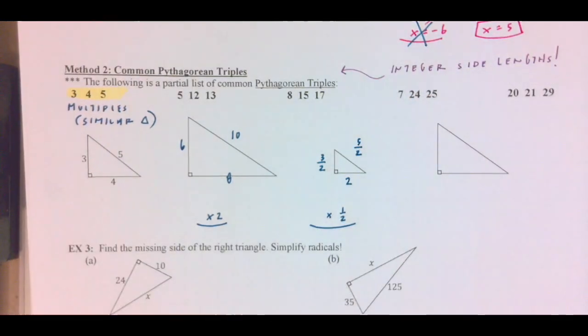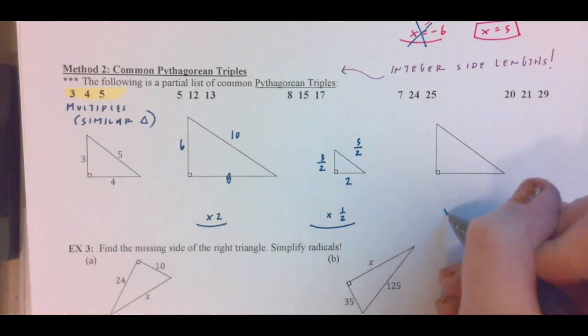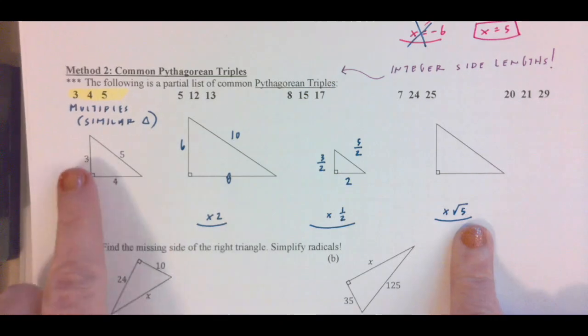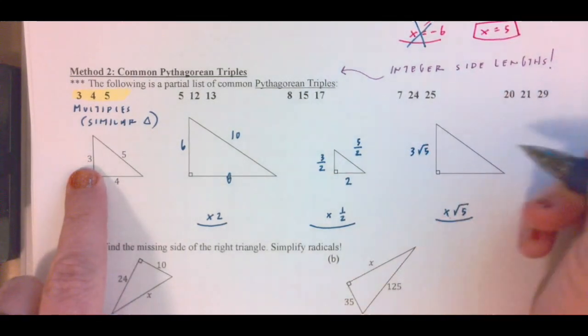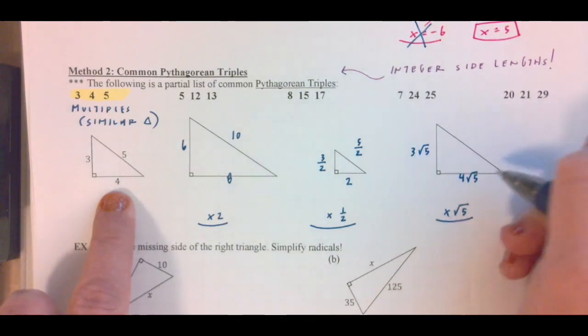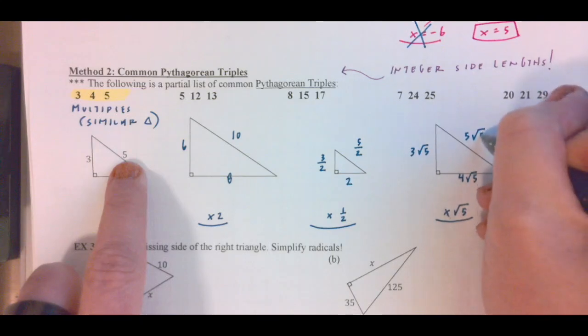Okay, one more variation. Let's say that I apply a multiplier that has a root. Let's say that I multiply all the sides by the square root of 5. So here I would have 3 root 5. Here I would have 4 root 5. And then here I'd have 5 root 5.